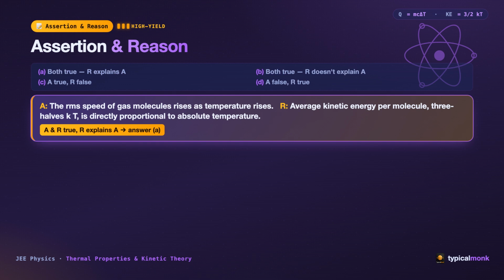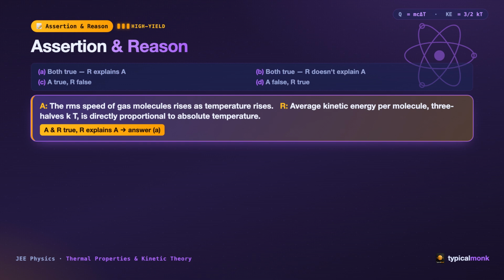Remember the 4 options. Option A, both statements true, and the reason explains the assertion. Option B, both true, but the reason does not explain the assertion. Option C, assertion true, reason false. Option D, assertion false, reason true.